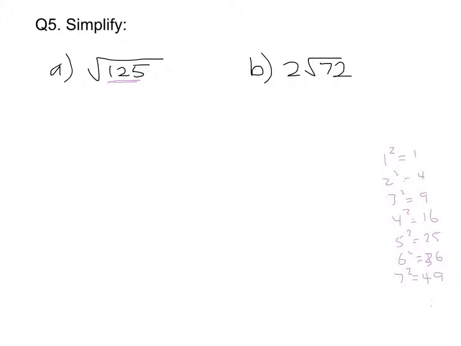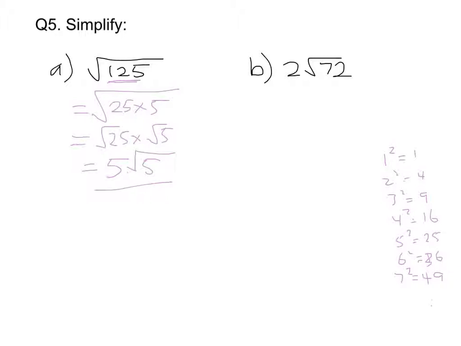If I look at 125, that is equal to 25 times 5. I can now simplify this. The square root of 25 times the square root of 5. The square root of 25 is 5. And I can't do anything with the root 5, so I'll leave it as root 5. So the square root of 125 is equal to 5 root 5.